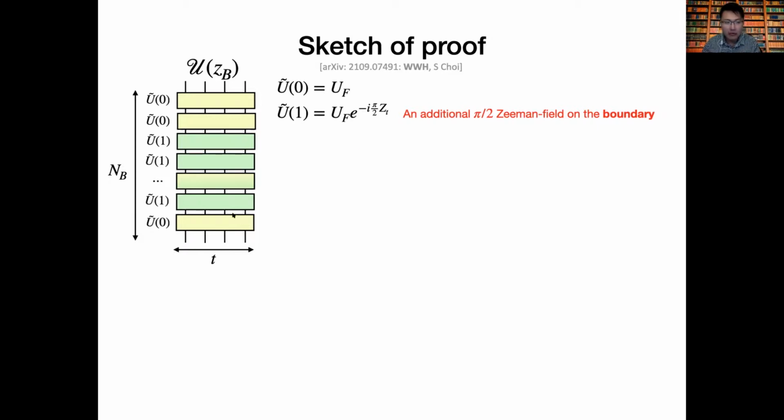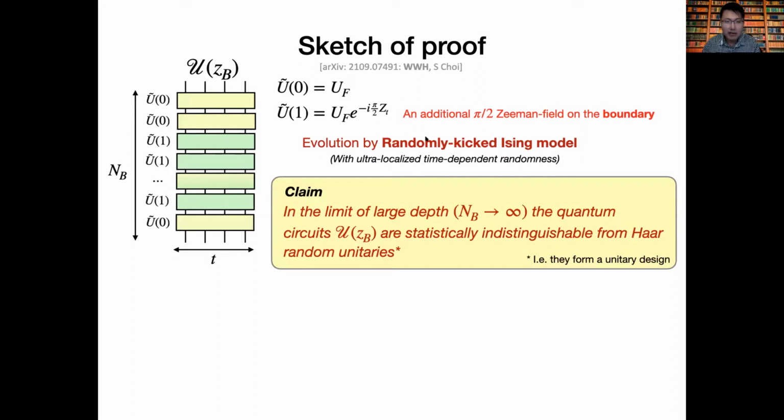So this one very small change actually gives rise to a whole host of differences, because now this becomes an evolution by a randomly kicked Ising model. And by randomly kicked, I mean that this is the kicked Ising model, but at every point in time after you kick, there's a chance that you encounter an extra field, so the field is fluctuating here. And this randomness in time is actually ultra localized because it's only on the last site of the system. Here this is the index T.